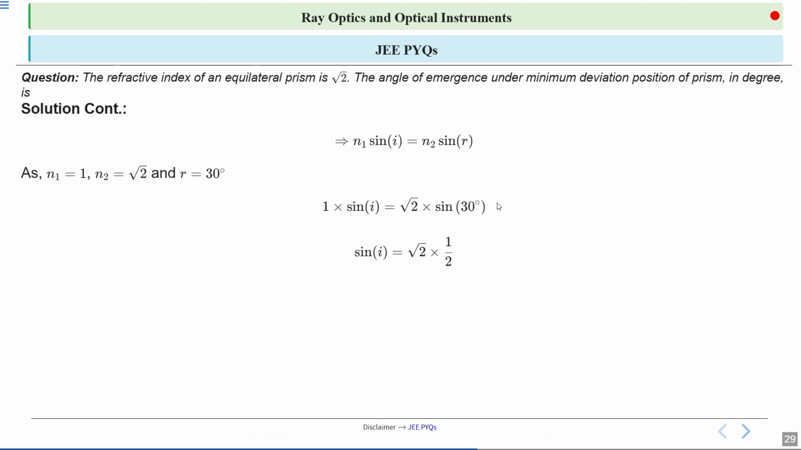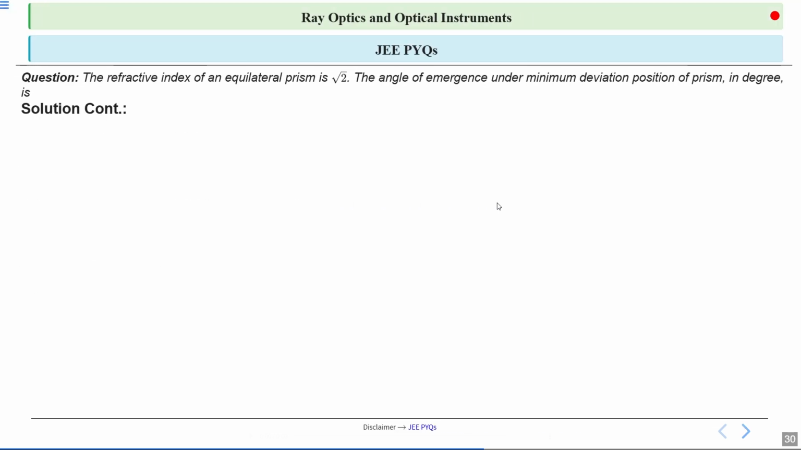So simplifying further, we find sin I equals √2 multiplied by 1 upon 2. This step shows how the refractive index and the angle of refraction influence the angle of incidence. So the equation sin I equals 1 upon square root 2 helps us relate the angle of incidence to the refractive index. So now we calculate the angle of incidence, which is 45 degree. This angle is significant because it represents the angle at which light enters the prism under minimum deviation conditions.